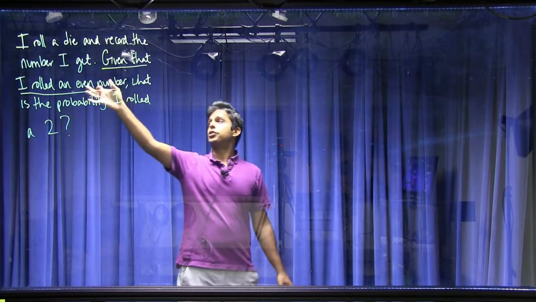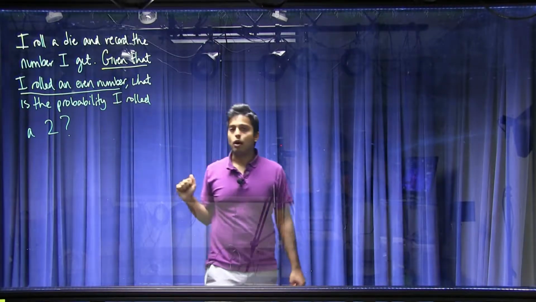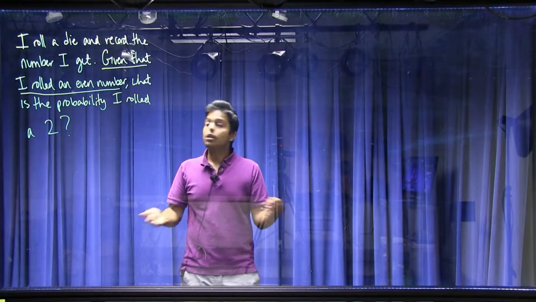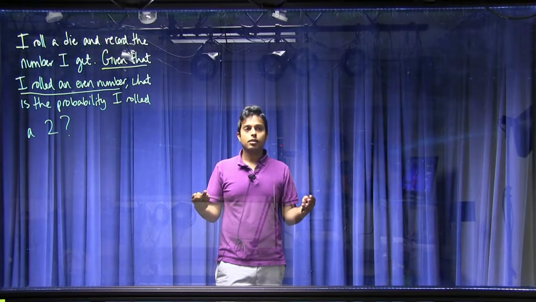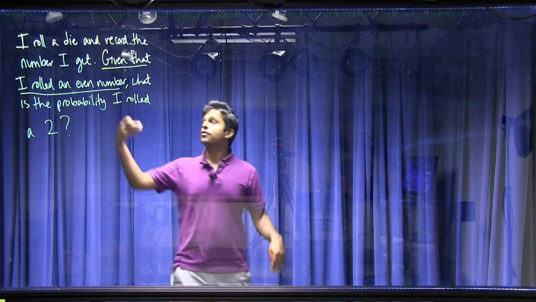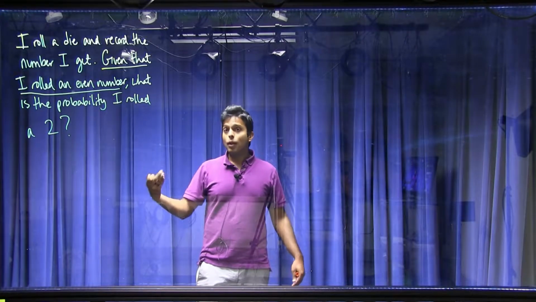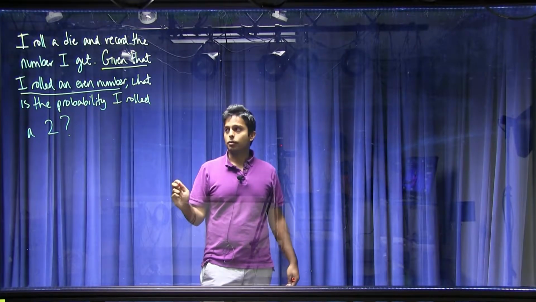If we don't know that the result was even, if I just deleted this underlined part, we all know that there's 6 outcomes when I roll a die. They're all equally likely, so the probability would be 1/6. But it's not so simple in this case. Here we have some extra information. We know that the result is even. So then we can figure out the probability using that extra information.